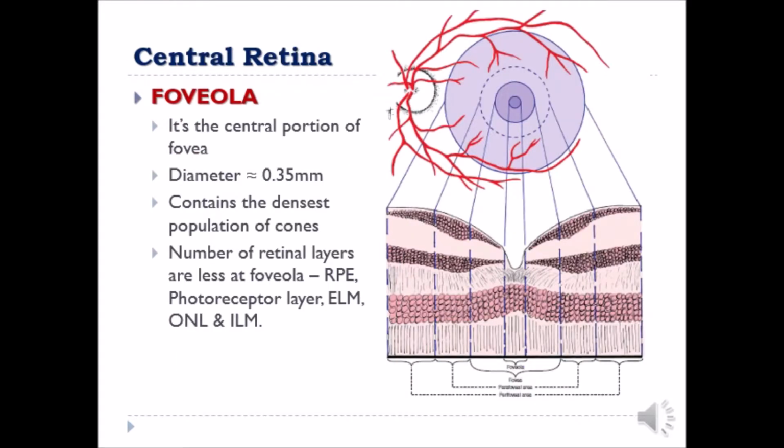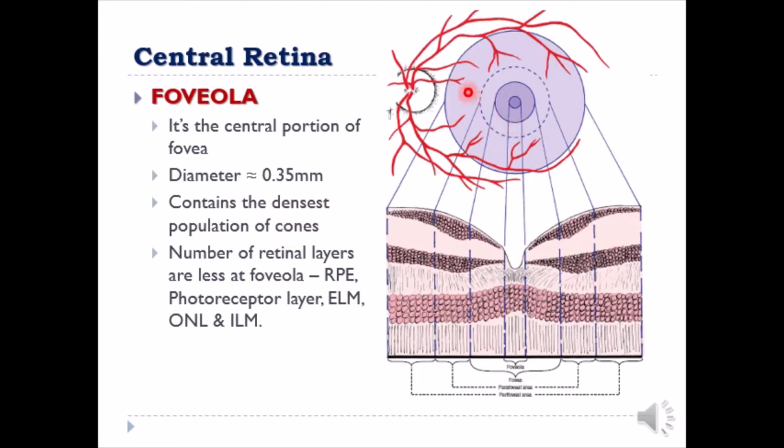So here we are coming to the central most point of the macula. You have a bigger macular structure and you have the fovea at the center of the macula, and there is one centermost point of the fovea that is known as the foveola. So it comes like this: macula, fovea, and foveola. So what is the foveola? It is a central portion of the fovea. It has a diameter of around 0.35 millimeter, and it has the densest population of cones.